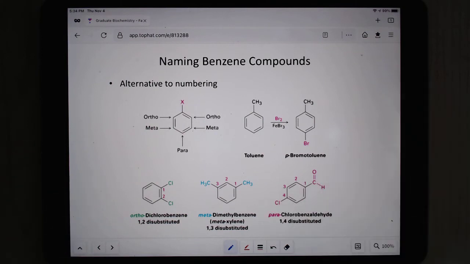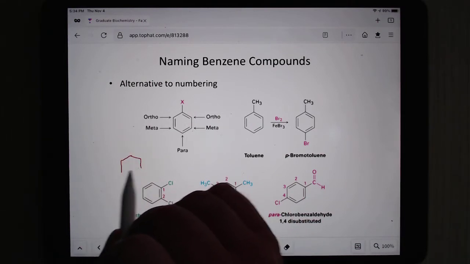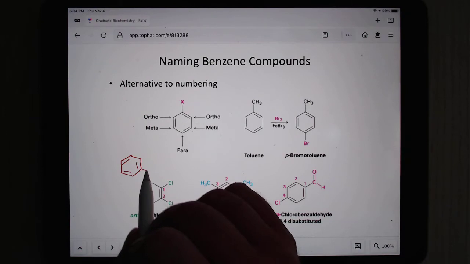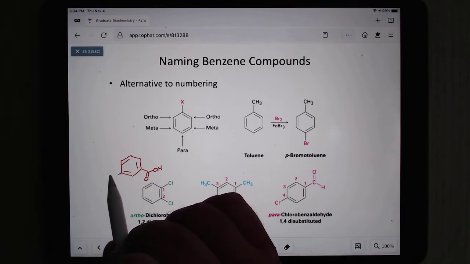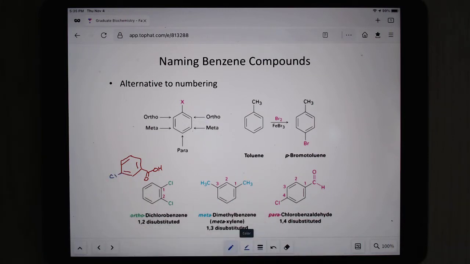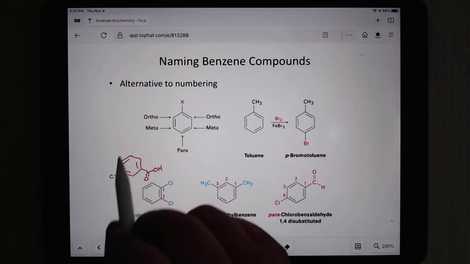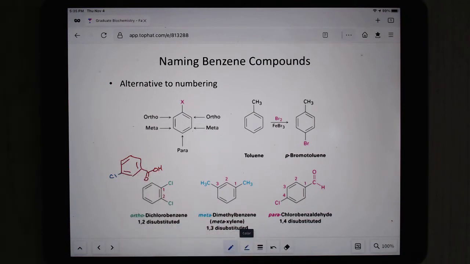And it doesn't have to be from the top. It needs to be just wherever the base structure is. So if I had written benzoic acid, and let's put a chlorine here, the base structure would be the one in the red. So even though it's kind of facing, it was at 4 o'clock here, the chlorine is two away, so this would be the meta configuration.